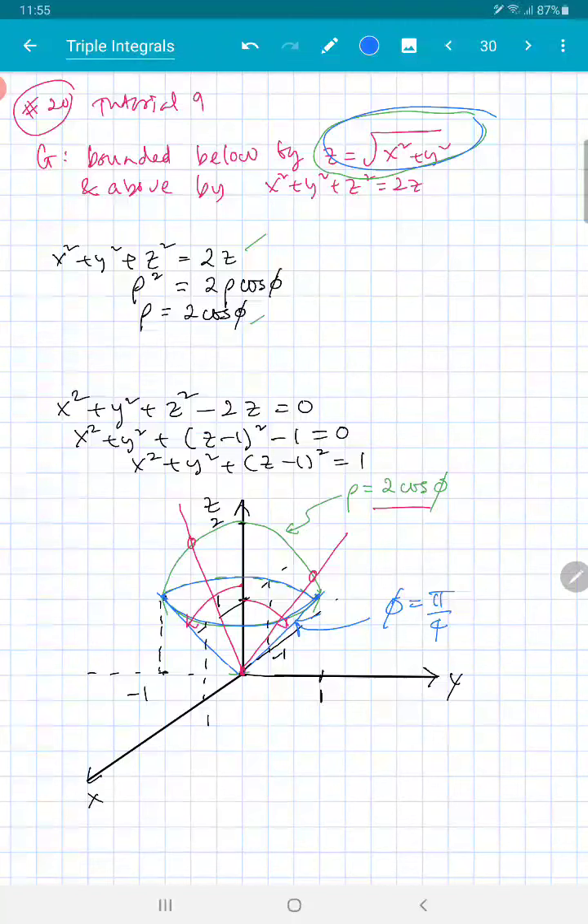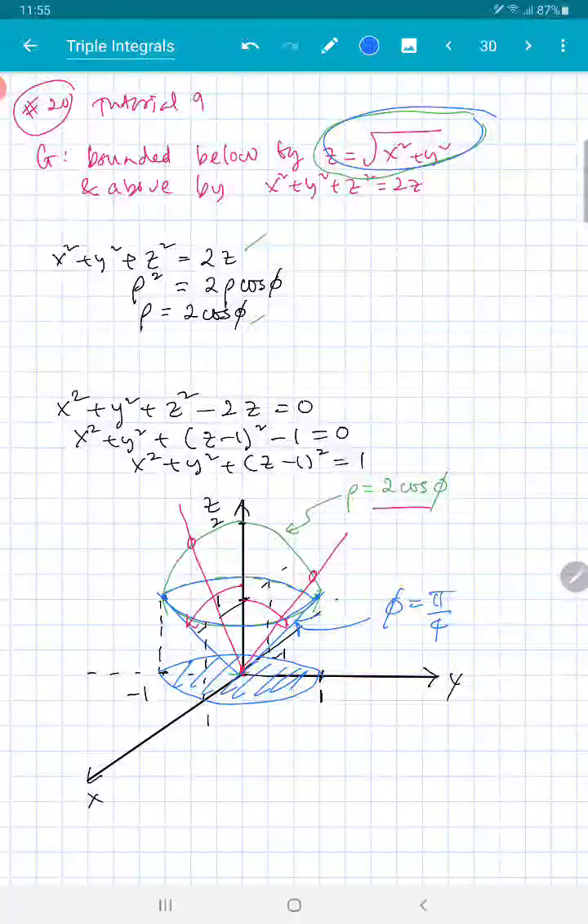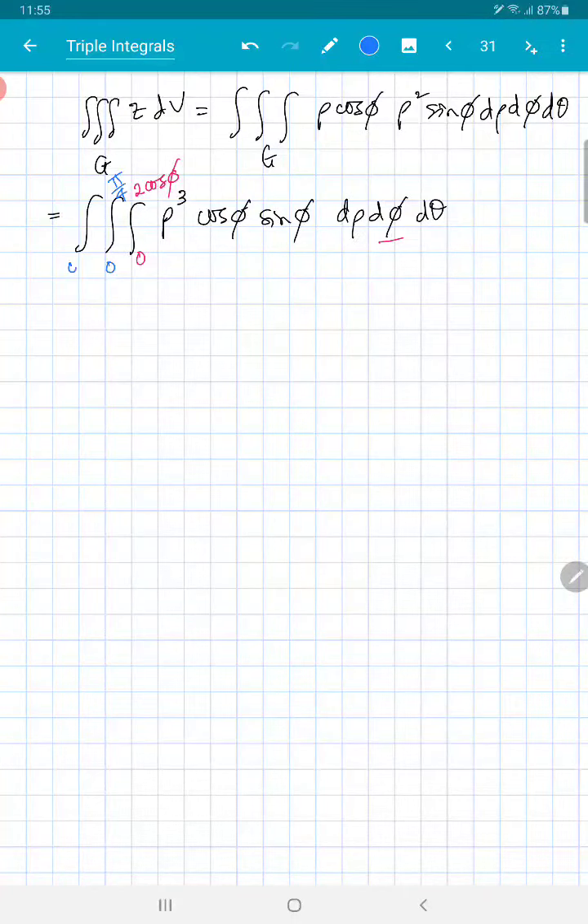Now let's get the limits for theta. For theta, you just project your solid G onto the xy plane and you can see that it's a circle. For the whole circle, theta is going to be from 0 to 2 pi. All right, now let's evaluate.